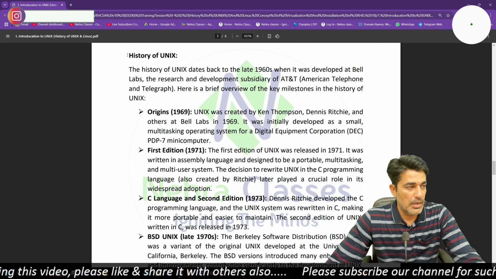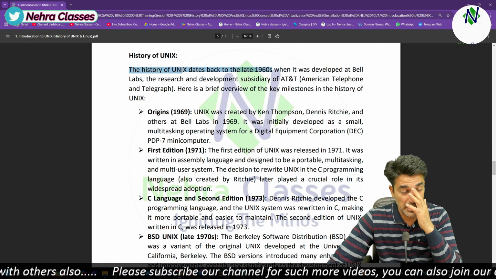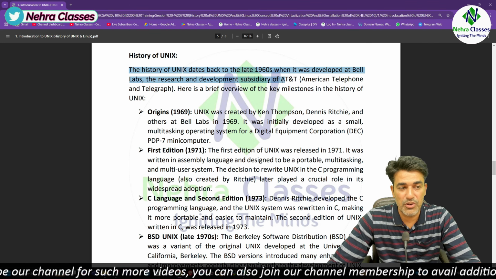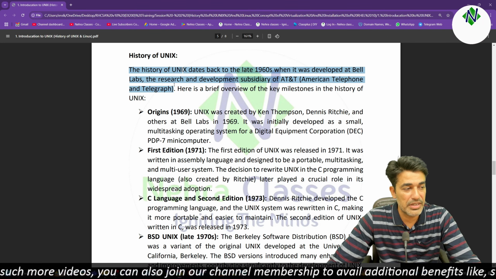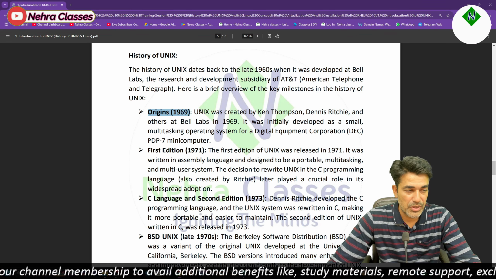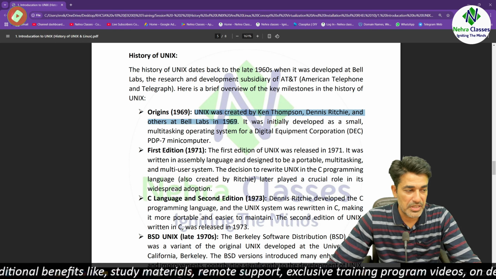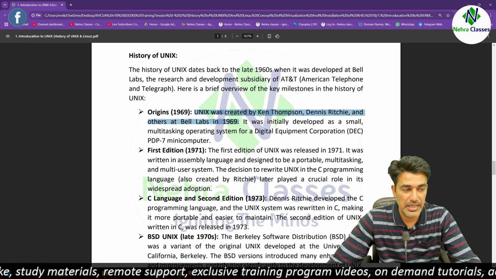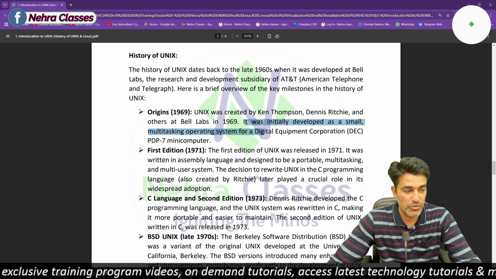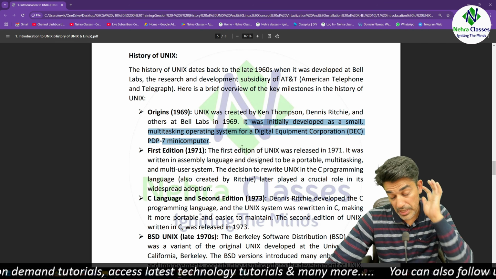at this. The history of Unix dates back to the late 1960s when it was developed at Bell Labs, the research and development subsidiary of AT&T. AT&T is the American Telephone and Telegraph. So the development started in 1969, where Unix was created by Ken Thompson and Dennis Ritchie and other people in the development team at Bell Labs. It was initially developed as a small multitasking operating system for the Digital Equipment Corporation PDP-7 minicomputer.